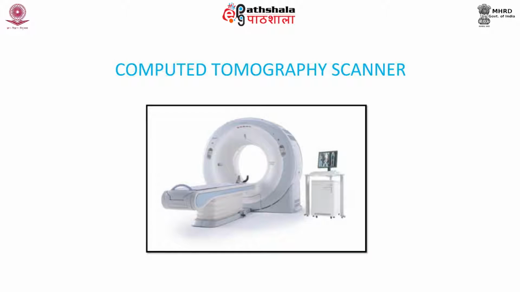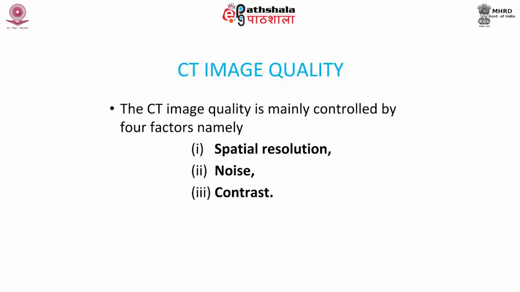So this is the picture showing the CT scan. You can see the gantry, you can see the bore, and you can see the patient couch with the monitor and the side table. So coming to the CT image quality, the CT image quality is mainly controlled by 4 factors, namely spatial resolution, noise, contrast, and artifact.